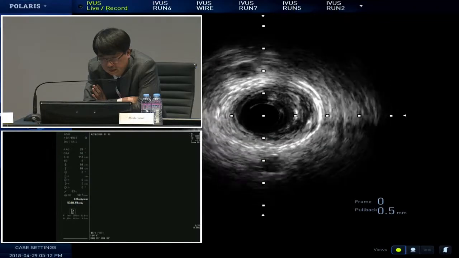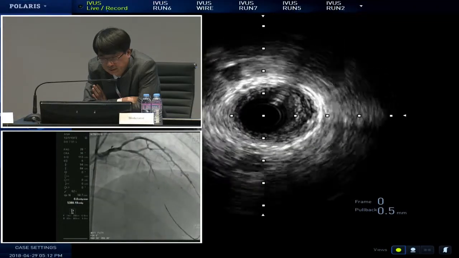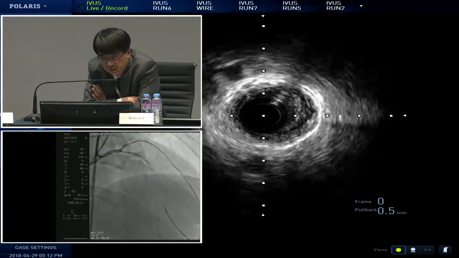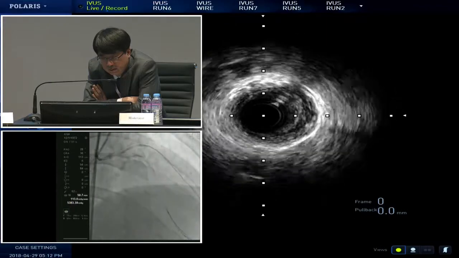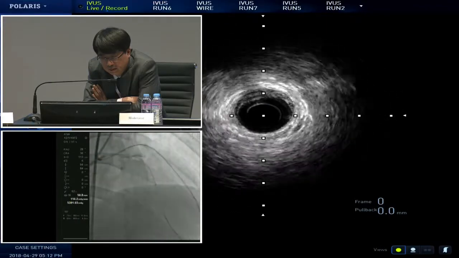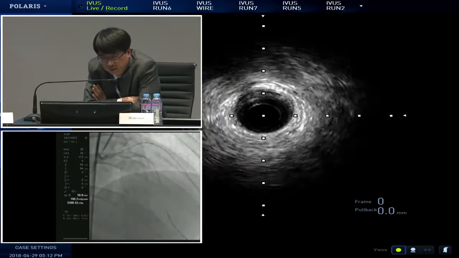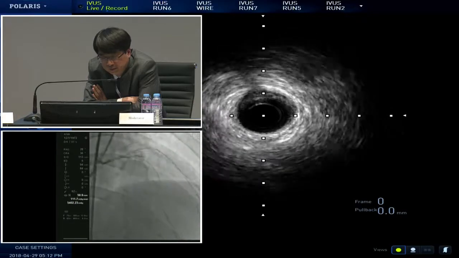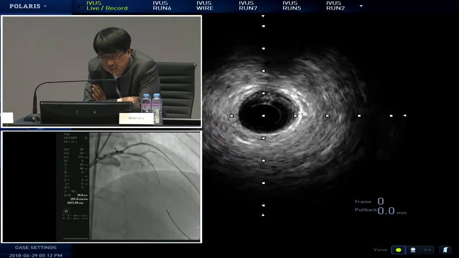Okay, around here I want to put a stent. The distal part is not so big, so more distal is better. There is good shrinkage, but healthy. So 2.5 from here. Okay, take a picture again. I want to put the stent from here.